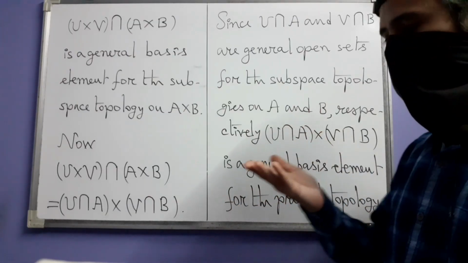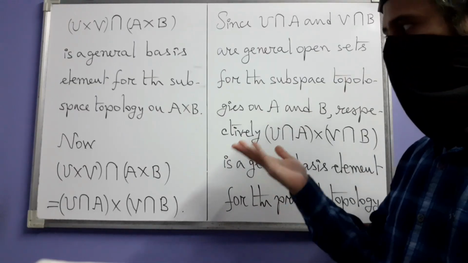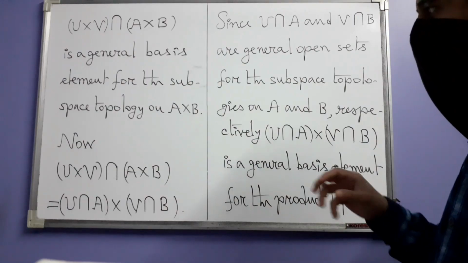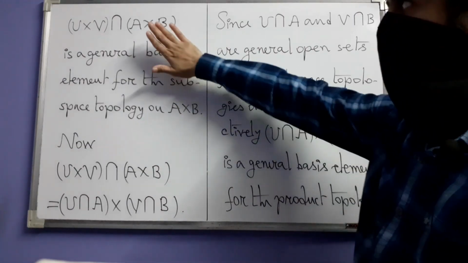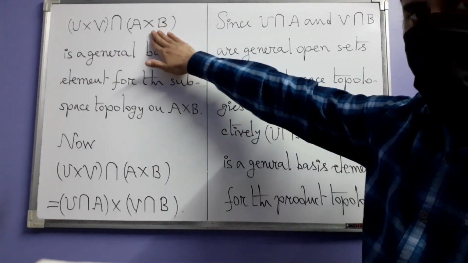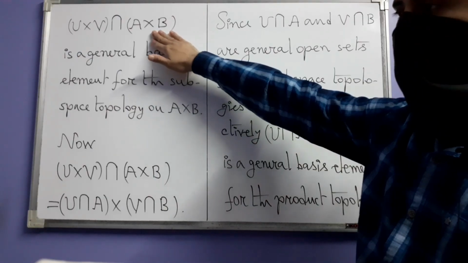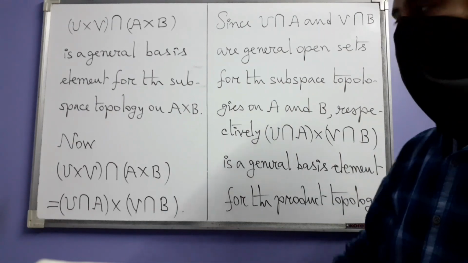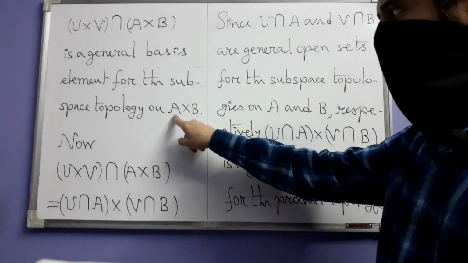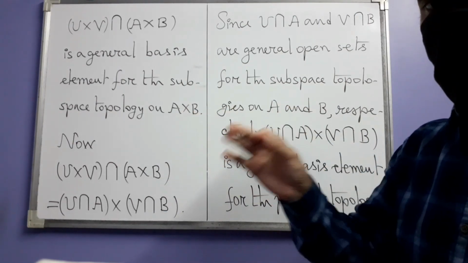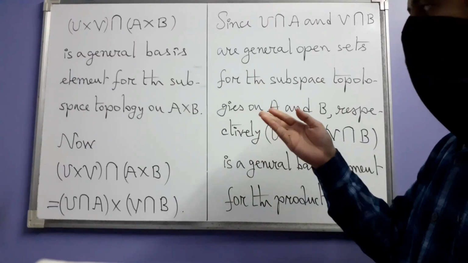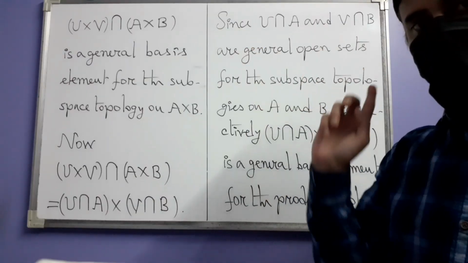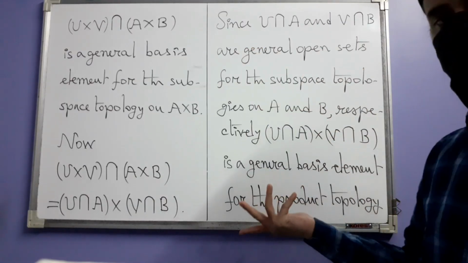I mean, if the bases are the same, then there will be only one topology generated by that basis. That topology turns out to be the subspace topology on A times B, that it inherits from X times Y, and it also is equal to the product topology on A times B. And to form that product topology, we use the individual topologies that A and B have, which themselves come as subspace topologies from the original topologies on X and Y respectively. So this is where the proof ends.